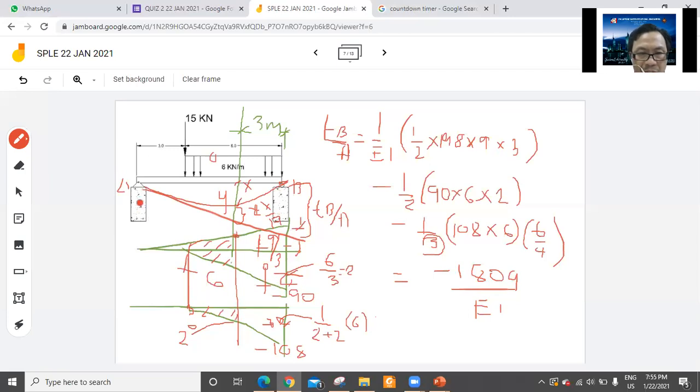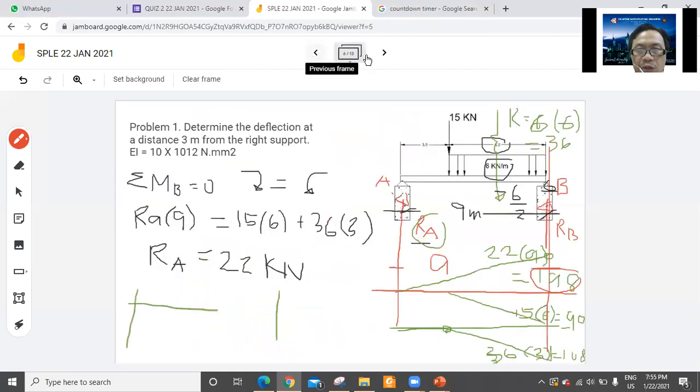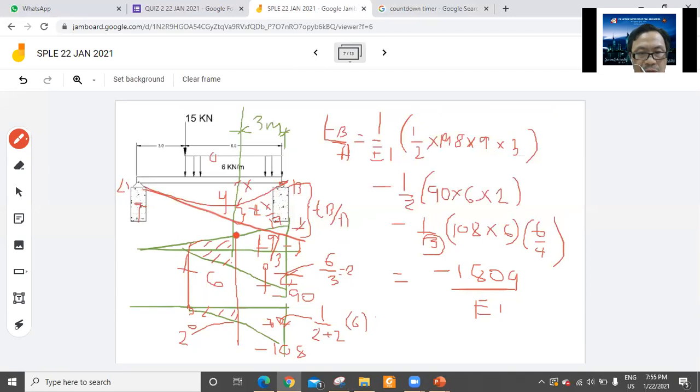What is this value? It is just the reaction. What is our reaction here? 22. So this one is 22. For example, this is number 1, this one is number 2, and this one is number 3. For number 1, this is just equal to 22. The reaction here is 22.